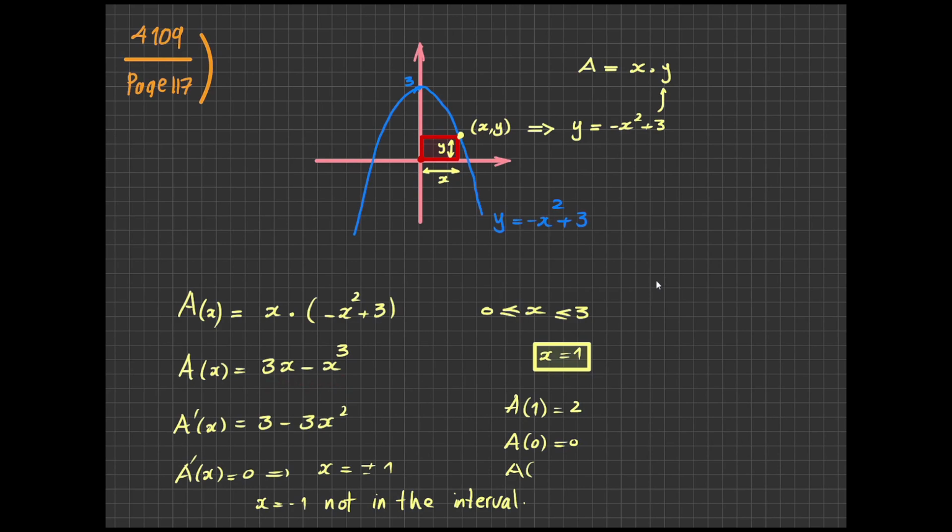And then I calculate A of 0, which is 0, A of 3, which is negative. Oh, sorry, I made a mistake here because this is not 3. The maximum possible value here is the square root of 3. But it doesn't matter because, let me clean that. So this is a square root of 3. So I need to calculate A of the square root of 3. If you do that, this also becomes 0. So the maximum area, as you see, is just 2.